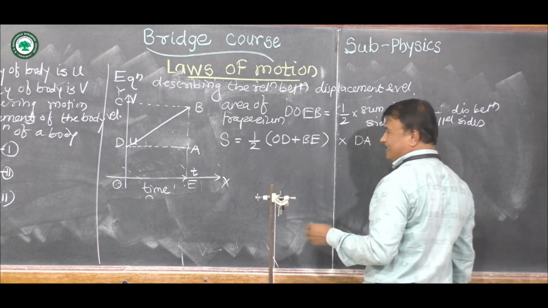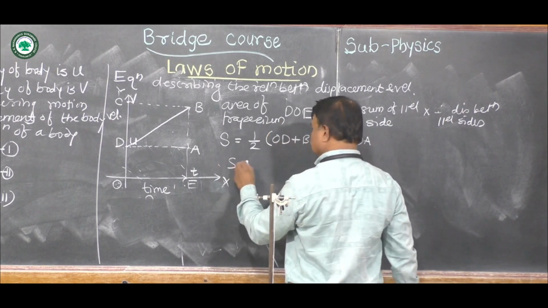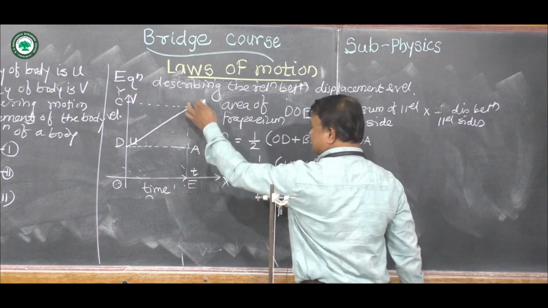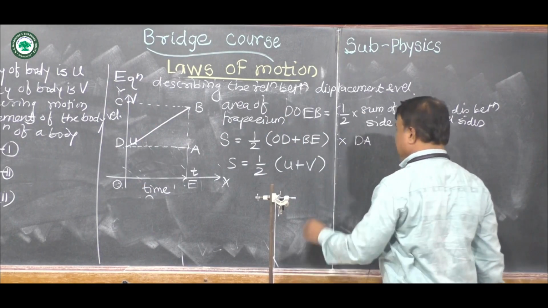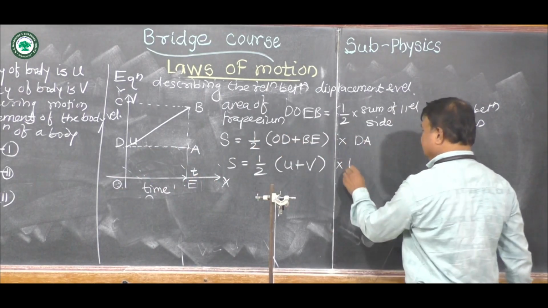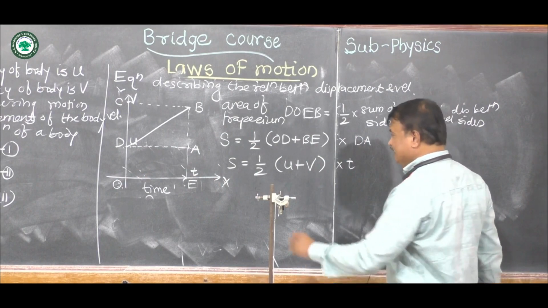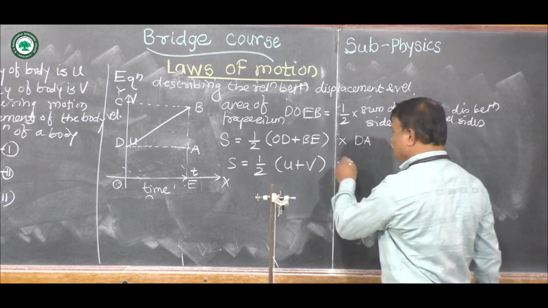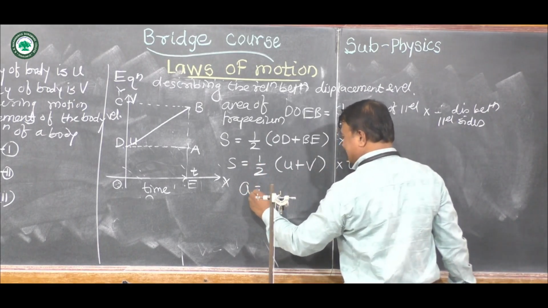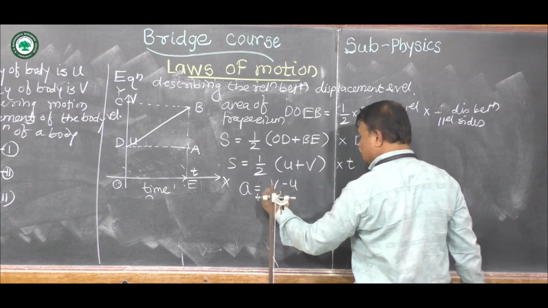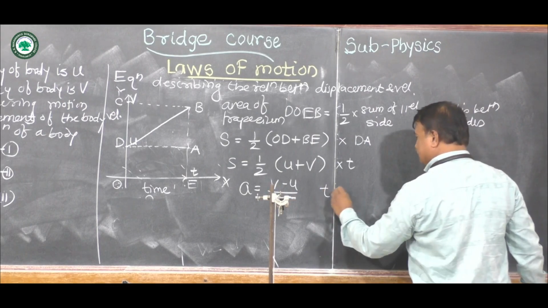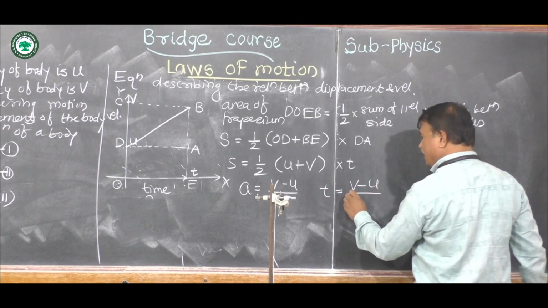Now substitute the value of OD. This OD is equal to U, B is equal to V, into DA, DA is equal to OE and OE is equal to T, so into T. So we get displacement S is equal to half U plus V into T. Now we know the formula for acceleration. Acceleration is equal to V minus U upon T. By rearranging this formula, T is equal to V minus U upon A.